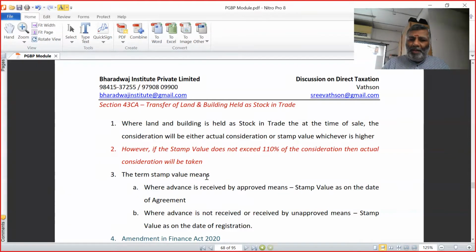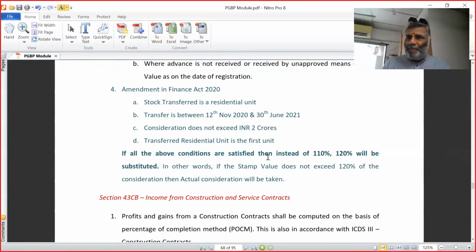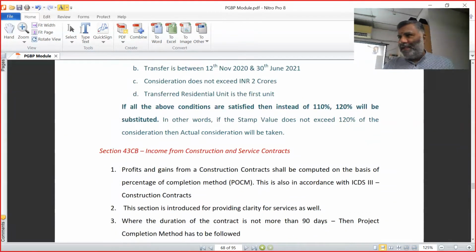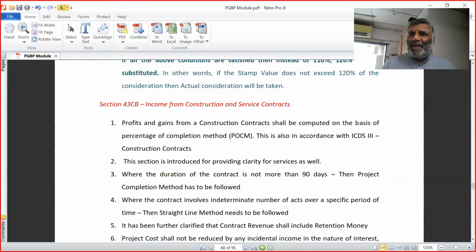Okay, where the stamp value does not exceed 110% of the consideration, it will not apply. I wish that you hold back on this. When we study 50C, I will cover it along with this amendment. There you will have a better understanding. I have a couple of questions there which you will understand.